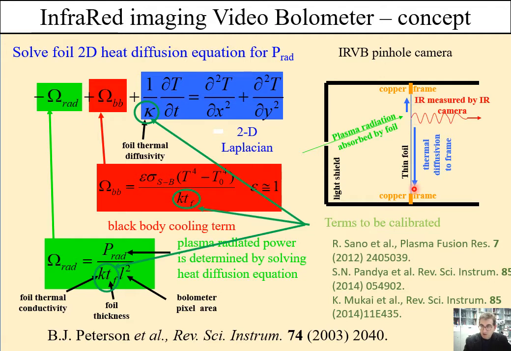the 2D temperature profile of the foil, and then since the foil is blackened with graphite, we use the heat diffusion equation to solve for the radiated power, which is given here by this term. We have the black body radiation term, the time derivative term, and the 2D Laplacian term, which describe the heat diffusion in the foil.